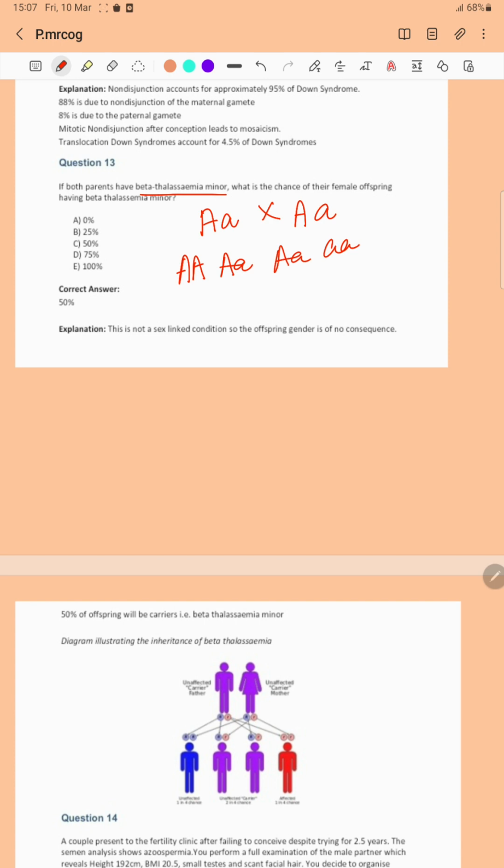So according to this diagram, what happened? One baby will be healthy, two babies are going to be carriers, and the last baby is going to be affected. They have asked what are the chances of their female offspring having beta thalassemia minor. So again, they are asking how many chances there are to have babies who are carriers. So 50% will be the answer.